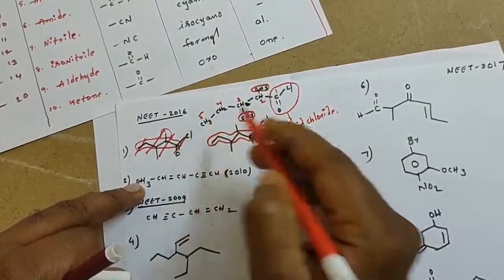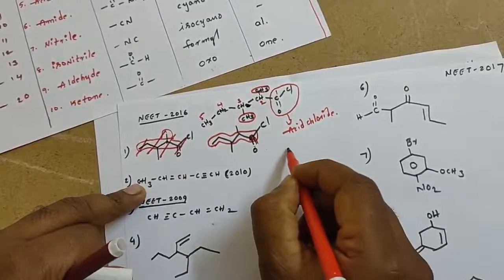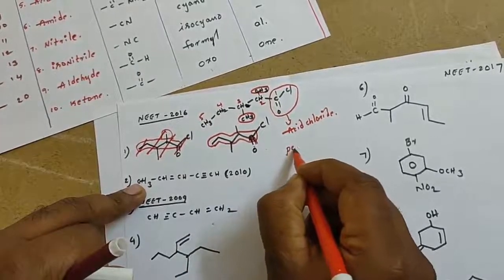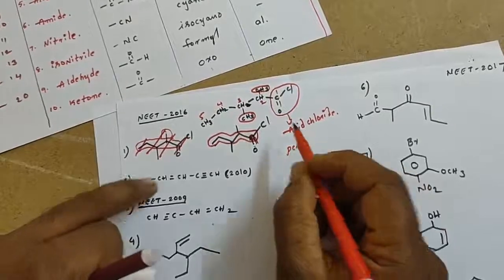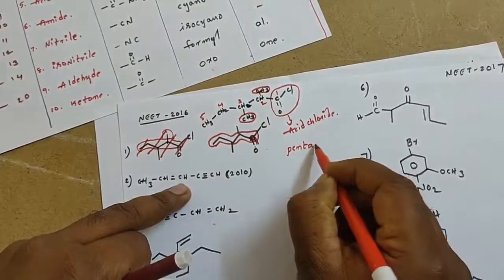Okay, then tell me the root word. 1, 2, 3, 4, 5. 5 means the root word is pent. The root word is pent. Carbon carbon single bond is there, a double bond is there, single bond is there.